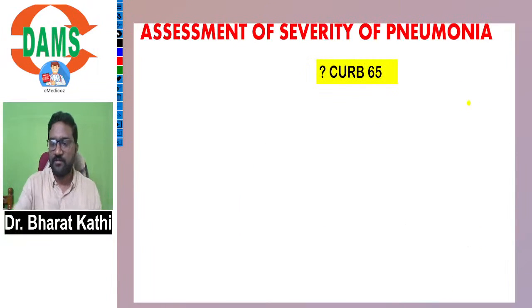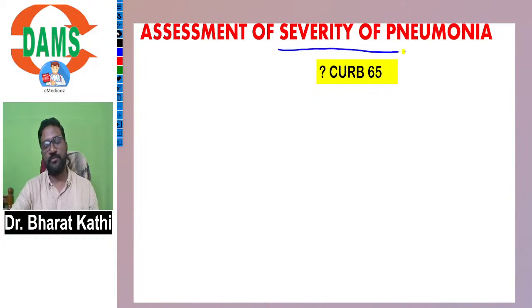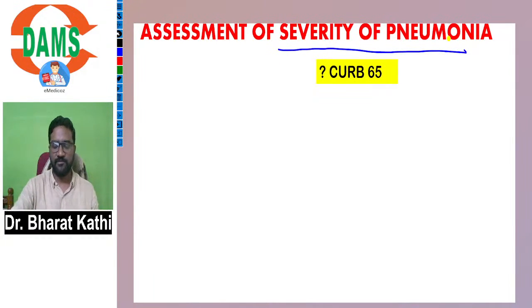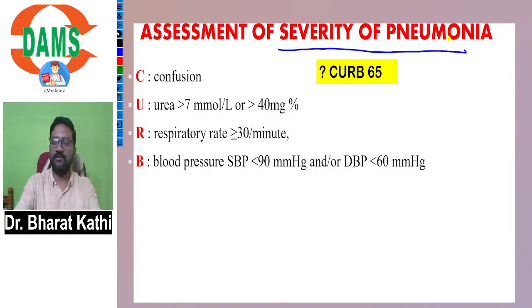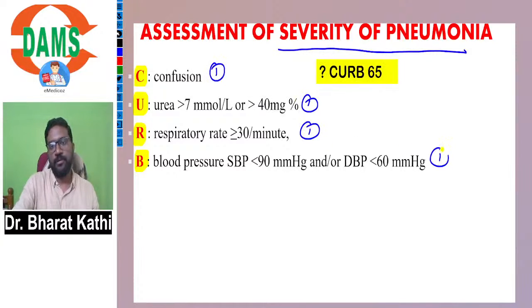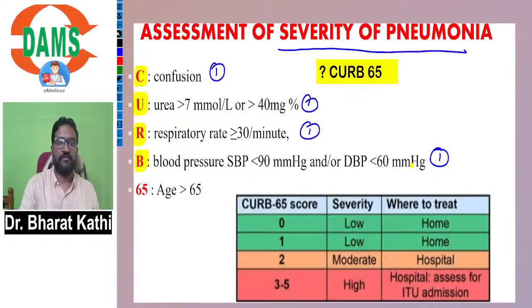Now, was there any question given on assessment of severity of pneumonia? Some have given me this recall. Yes, assessment of severity of pneumonia. Any assessment of severity of pneumonia should be done by CURB-65. This is the basic score. C for confusion, U for uremia, R for respiratory rate, B for blood pressure. For each parameter, we give 1 point. So if the patient has more parameters, it means more severe disease. 65 is age. So this is the basic algorithm.